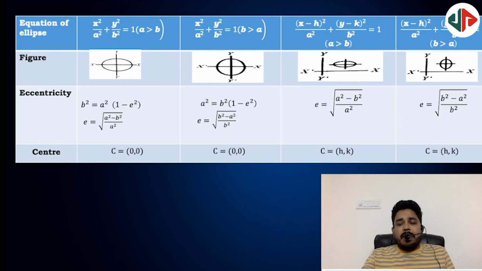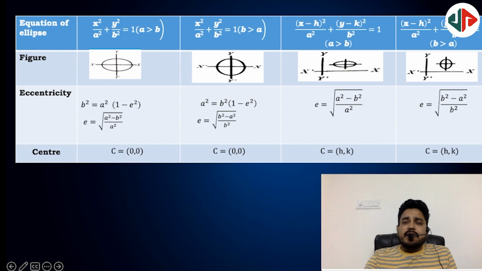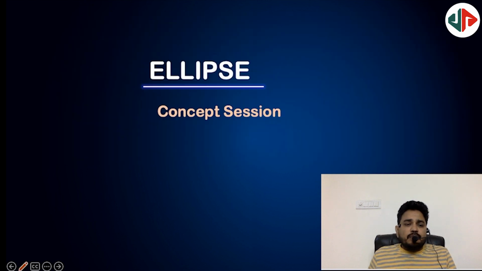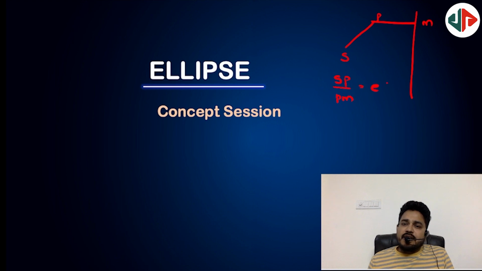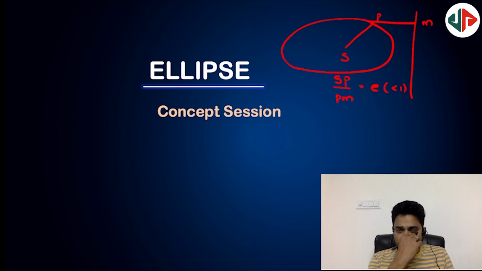So, in the ellipse, what exactly is the ellipse? S is the focus, and there is a directrix, a fixed line, and P is a variable point. If the ratio of SP by PM is equal to a constant which is less than 1, the locus of P is going to be the ellipse.